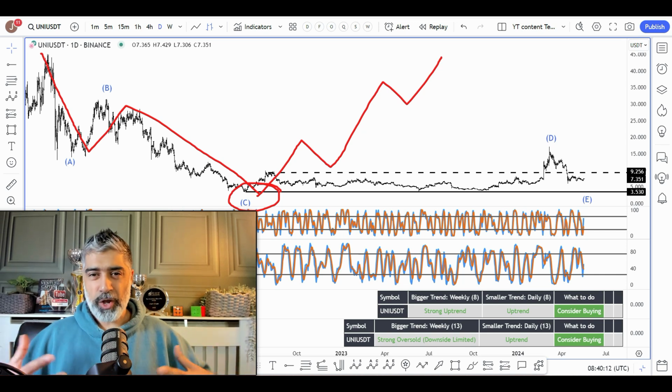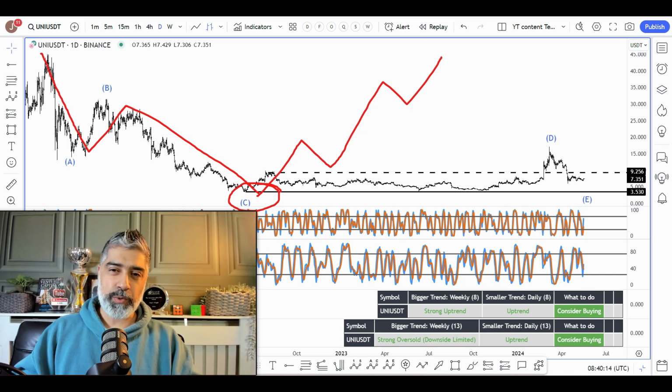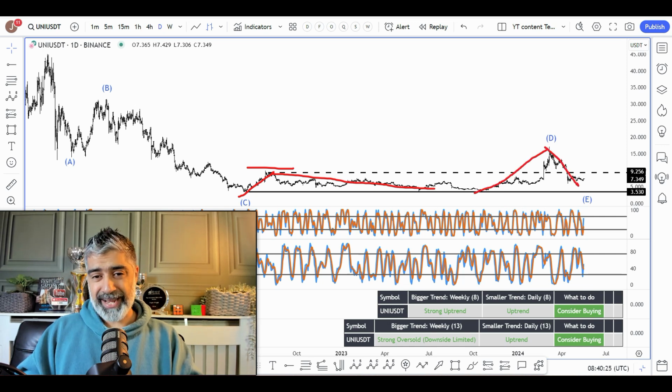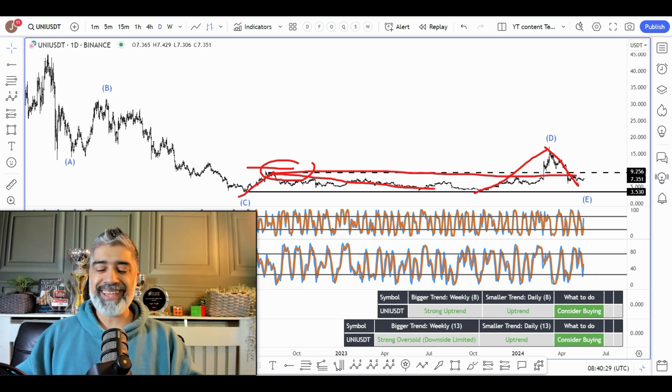That's most common. However, with Uniswap, we've had buying coming into the market over here, however, with no follow through. And then we had some follow through up here. But again, the price came back down into this range. That's what this dashed line is. That's a big sign of weakness.